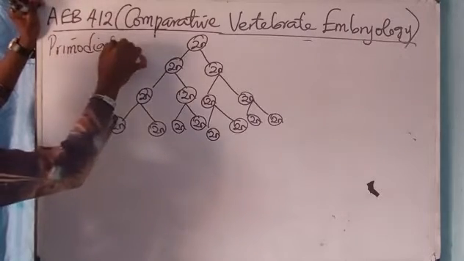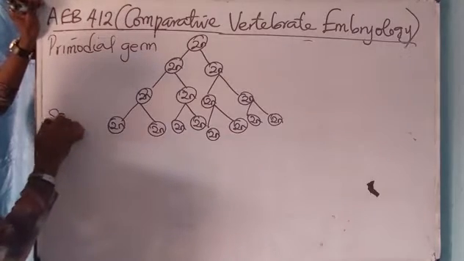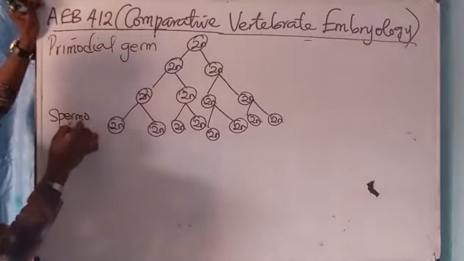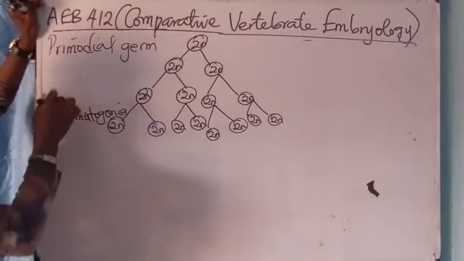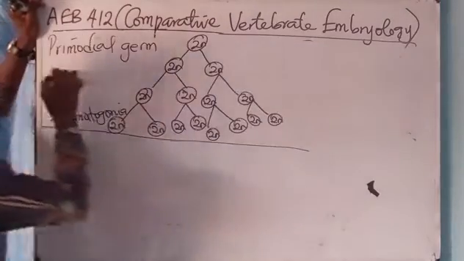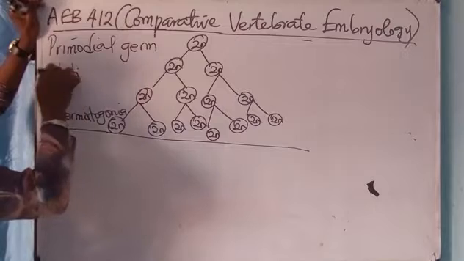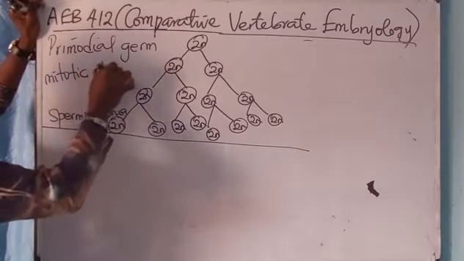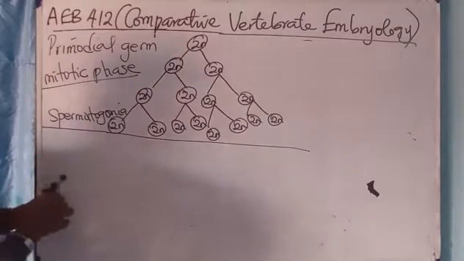This is a primordial germ cell, right? And this is the spermatogonia. Now this phase here is called the mitotic phase.